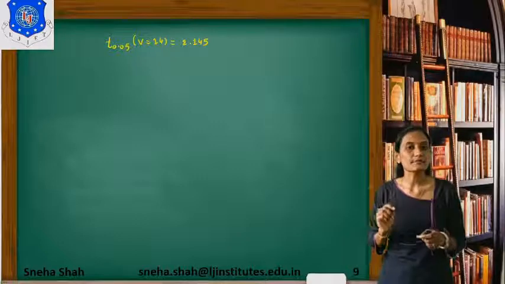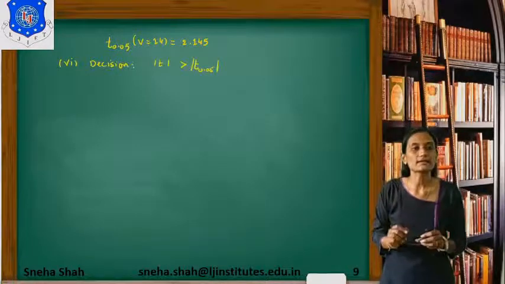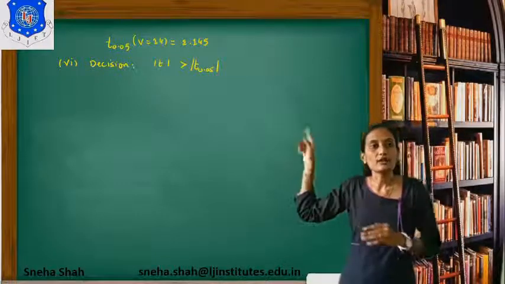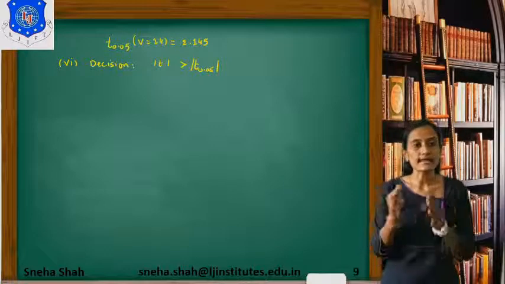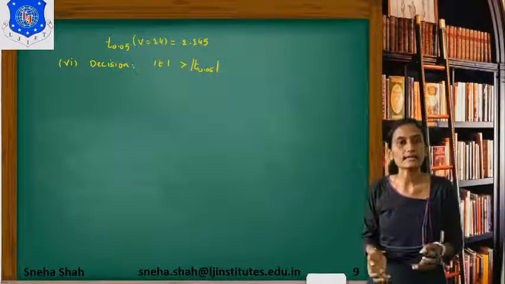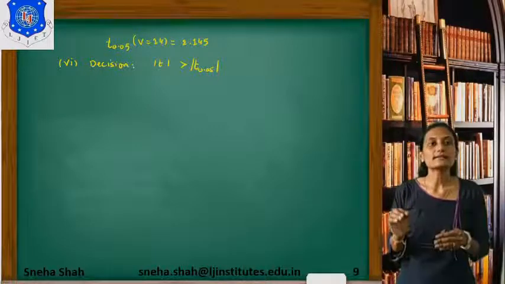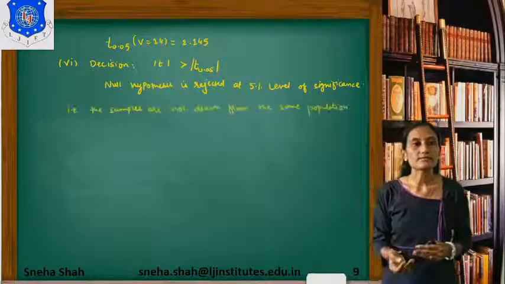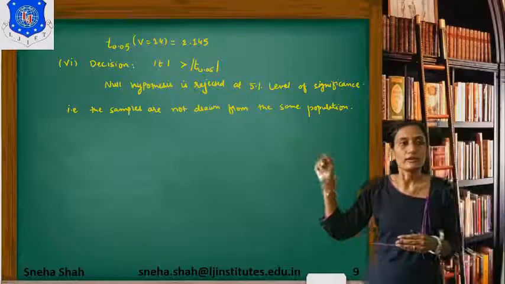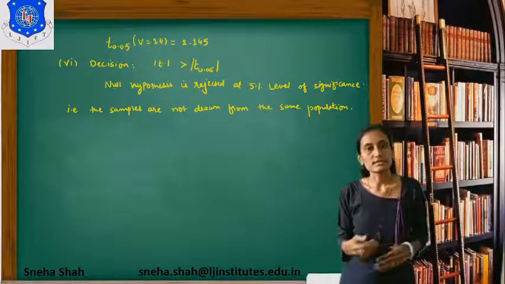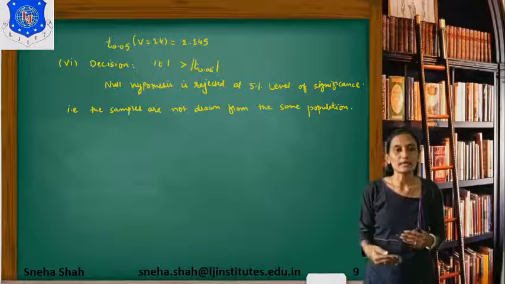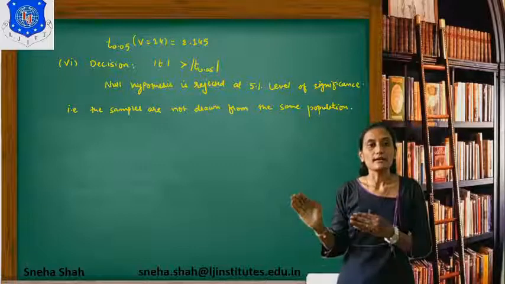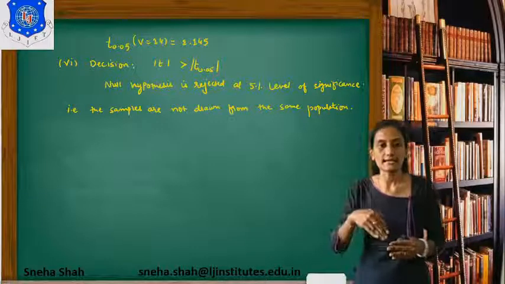Now if we compare this value with mode of t, then we can say that mode of t is greater than t 0.05. So from this we can give the decision: as there is a greater than sign, we can say that our assumption is wrong. It means the null hypothesis is rejected at 5% level of significance. So from this we can say that the samples are not drawn from the same population. So this way we can solve for more than one mean value, and this one is for a small sample size, meaning the number of samples is less than 30.